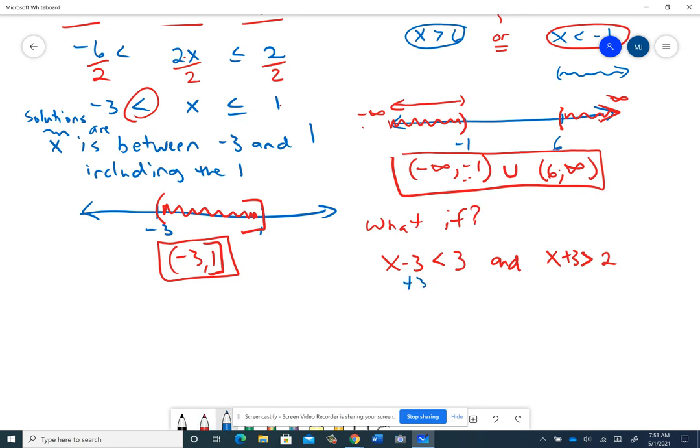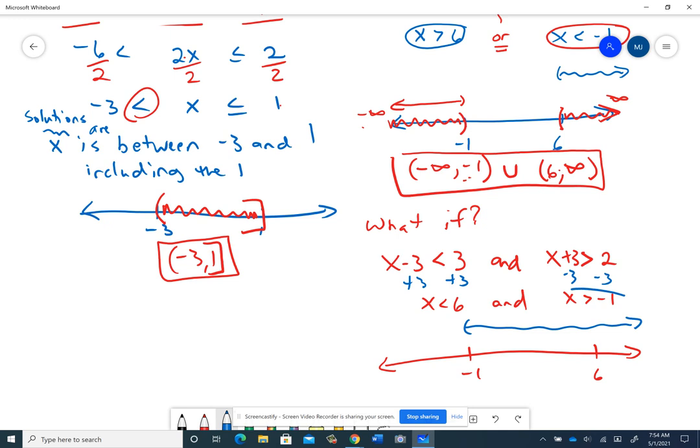We would have added 3. We would have had x less than 6. Over here, we would have subtracted 3 and had x greater than -1. So this is -1, this is 6. So we would have been greater than -1 is this guy. Less than 6 would be this guy.